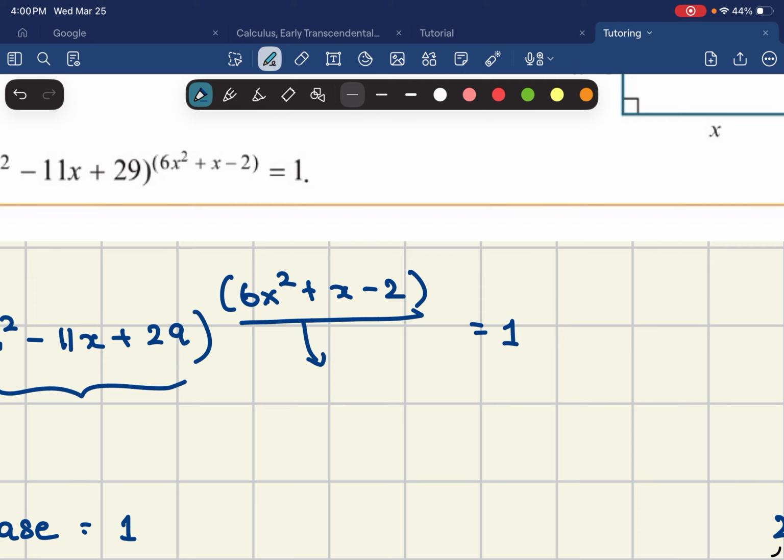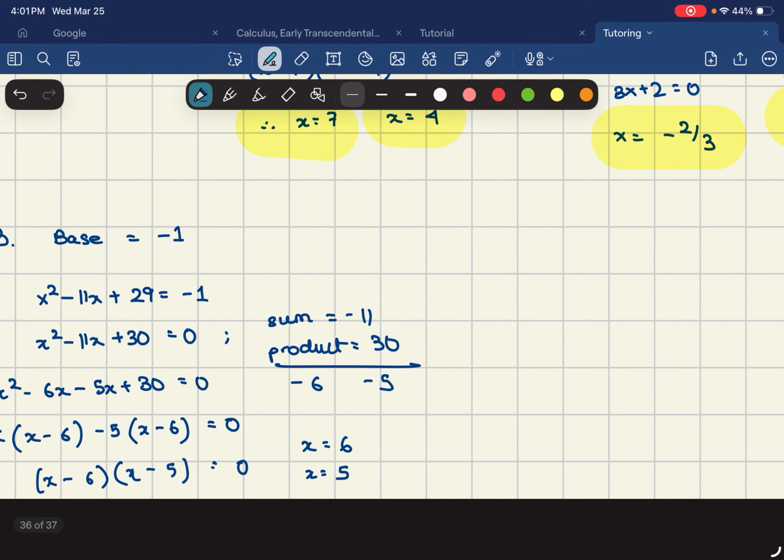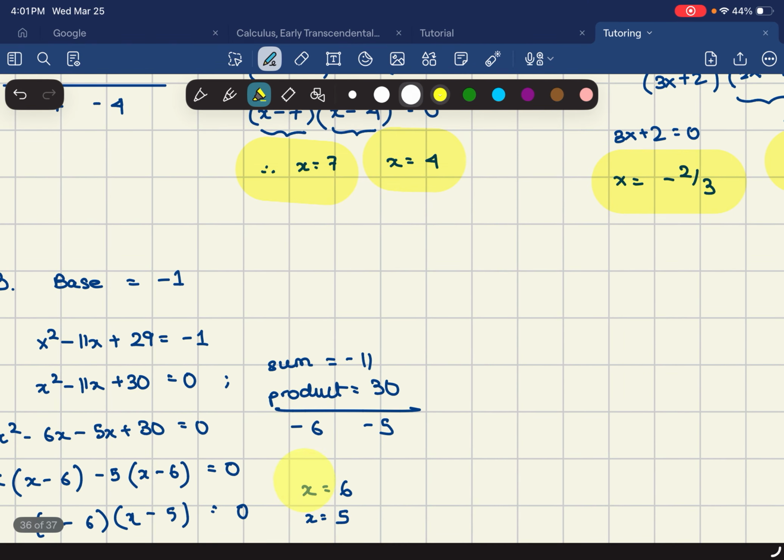This is our exponent. When we substitute 6 in it, so 6 times 6 squared plus 6 minus 2. So we evaluate this. 6 times 6 squared plus 6 minus 2. This is even. This is 220. So therefore, x is equal to 6 is a solution.